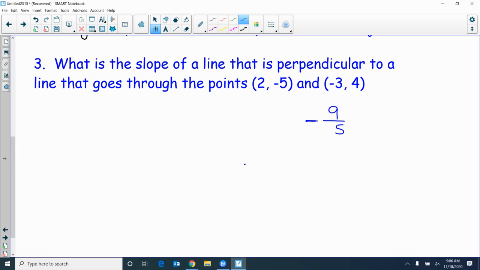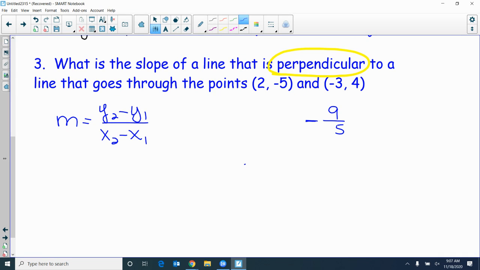Sam? Alex? Did anybody get anything different? I got -9/5. Alright, just circle the word perpendicular. Yeah, I wrote that. I said -5 over 9, or 5/9. You just didn't say that. Alright, it's 5 and 9. No, write down that slope line.